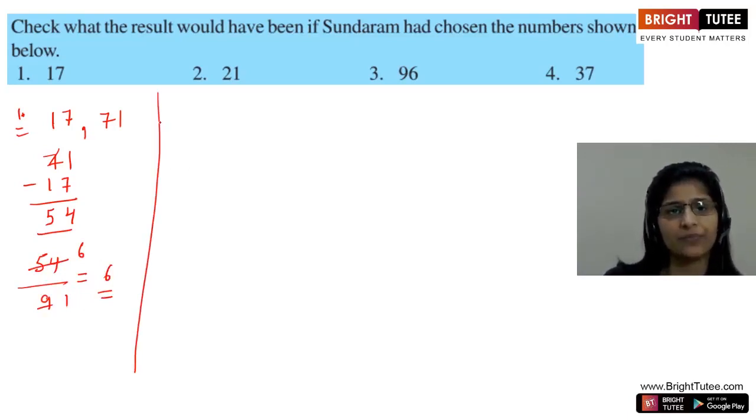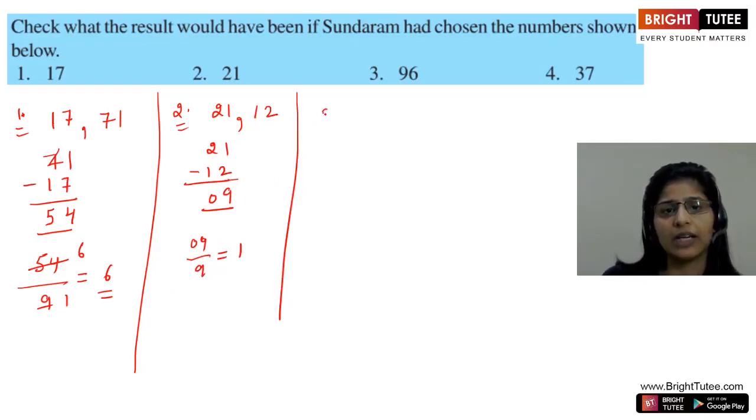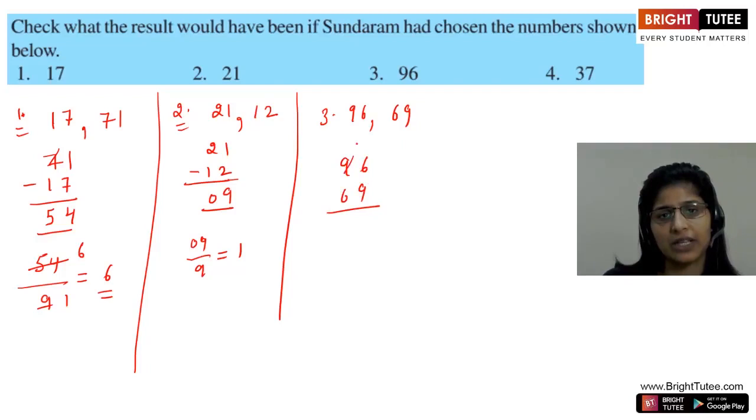Now the second question, where we are given 21. The reverse of 21 is 12. From 21 subtract 12. 11 minus 2 is 9. You get 9. So is 9 divisible by 9? Definitely, we get 1 as the quotient. Right? In the third one, it is 96. So reverse the digits, you get 69. From 96 subtract 69. So 16 here, just see, you will take a carry over here. 16 minus 9.